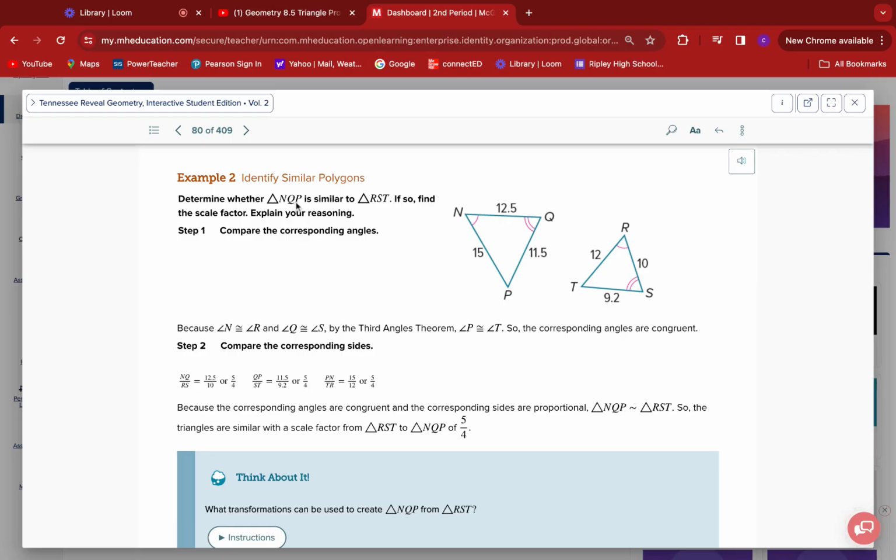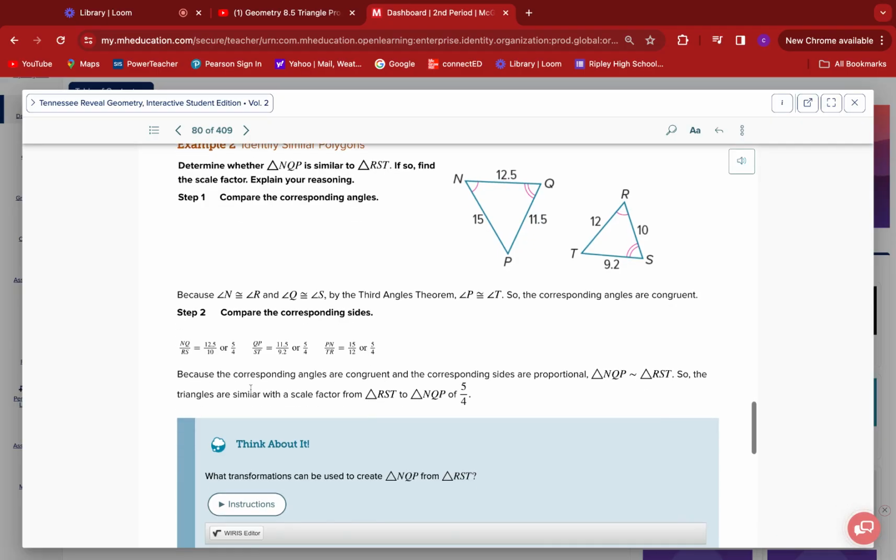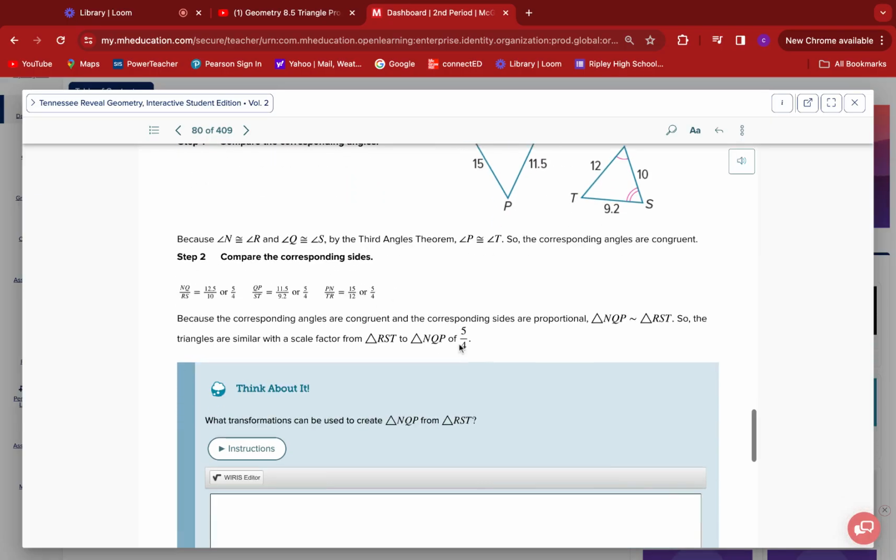All right, last one. The last side of this triangle is NP. Visual people, right there, there's your 15. NP matches up to RT, and that's 12. So 15 divided by 12 simplifies to a 5/4 scale factor. And since they're all 5/4, this triangle NQP is in fact similar to triangle RST. Equal angles and the same proportion in sides.